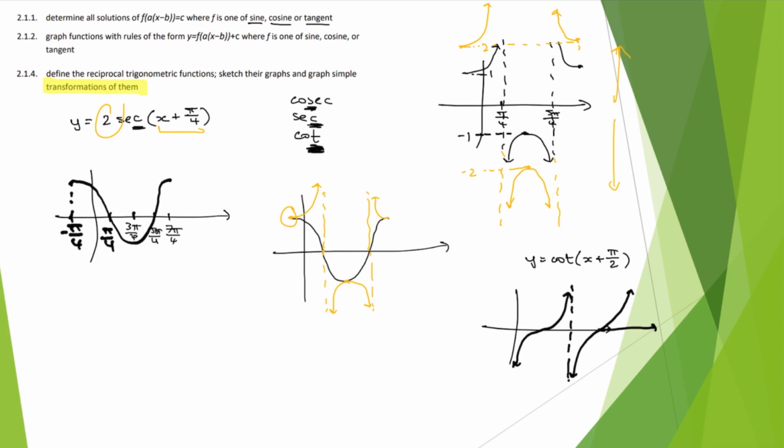So if we look at the corresponding cot, it's going to look something like this. This is going to be 0 here. That goes down like that. And this here goes down to 0. Okay? And so that's what our transformed cot function kind of looks like on a graph.